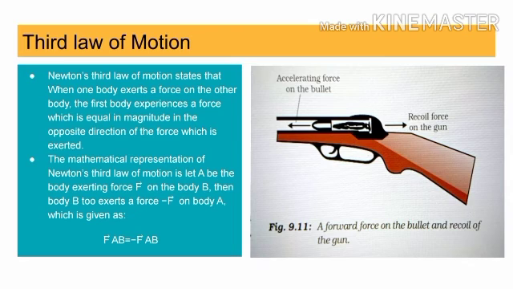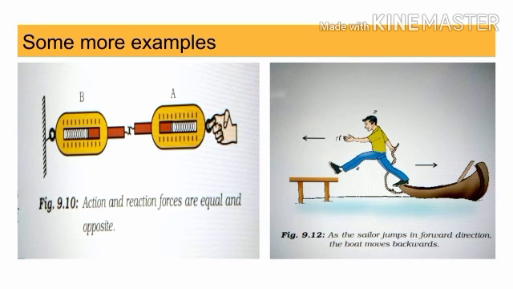Here is the following reference image, which shows a forward force on the bullet and recoil of the gun. The acceleration force on the bullet is equal to the recoil force on the gun. This is the following reference image to show how the third law of motion takes place. These are some other examples. Action and reaction forces are equal and opposite. As the sailor jumps in the forward direction, the boat moves in the backward direction.